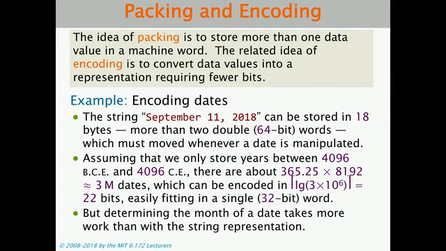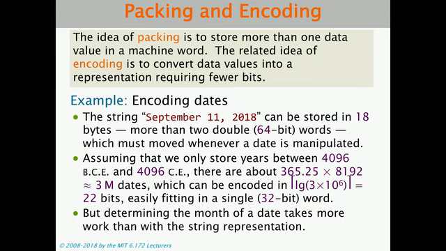So let's look at an example. Let's say we wanted to encode dates. Let's say we wanted to encode this string, September 11th, 2018. You can store this using 18 bytes. So you can use 1 byte per character here. And this would require more than 2 double words because each double word is 8 bytes or 64 bits, and you have 18 bytes. And you have to move around these words every time you want to manipulate the date.